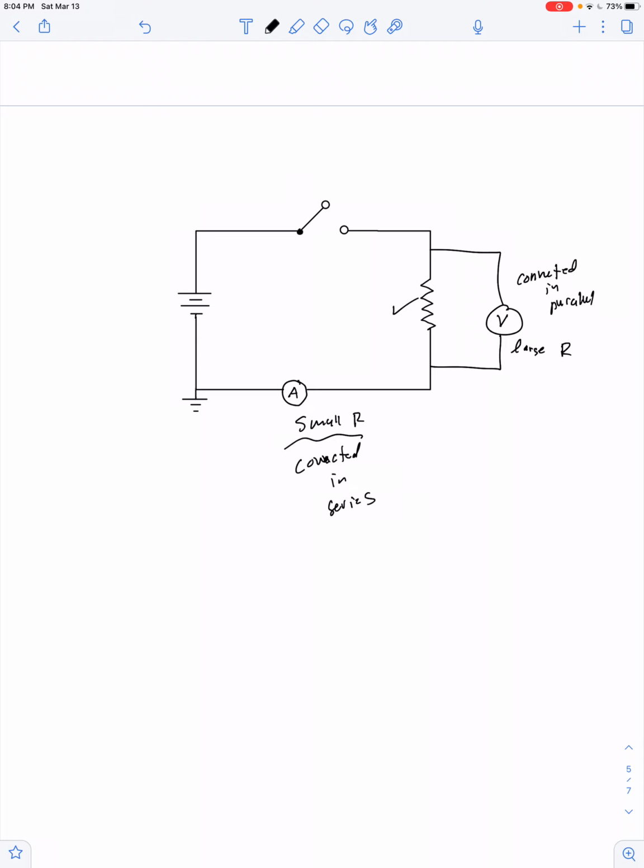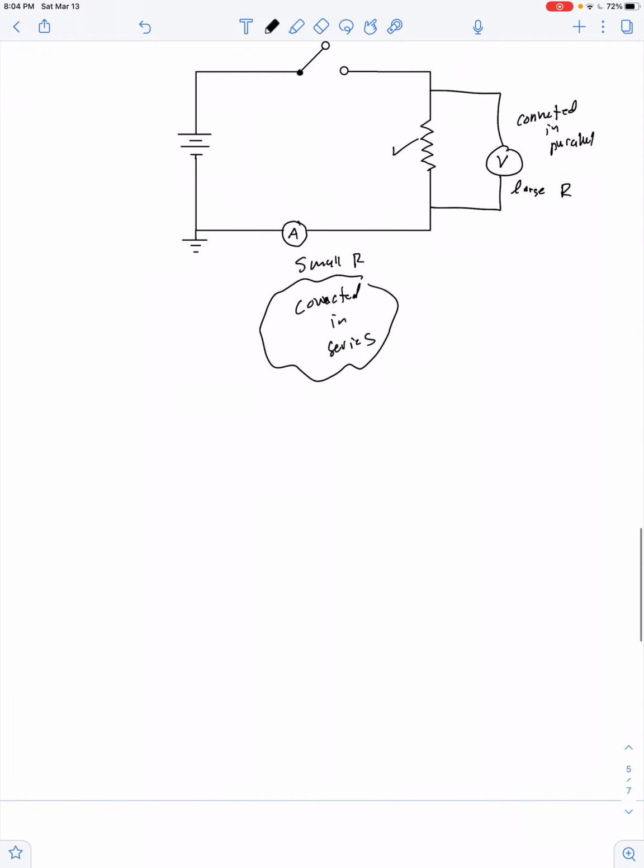Now, wait a minute, am I contradicting myself? Here I'm saying ammeters are connected in series, but didn't I say something earlier about parallel when it comes to ammeters? Yeah, the galvanometer, that loop of wire that's wrapped around this coil that has the needle attached to it that reads these numerical values on the scale.